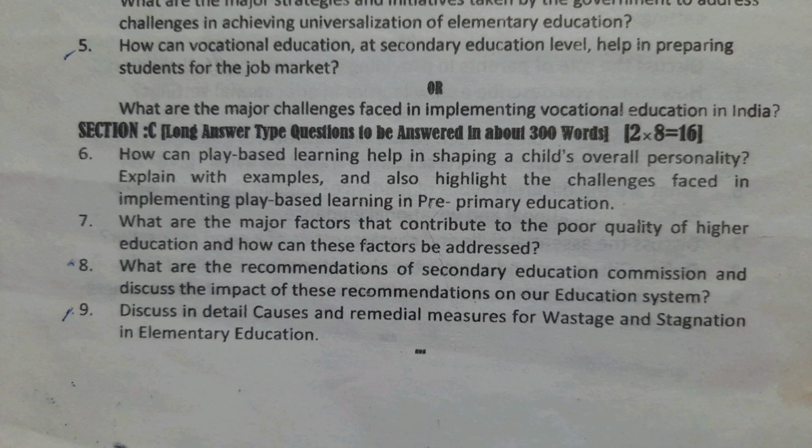Question number 7, what are the major factors that contribute to the poor quality of higher education and how can these factors be addressed? Question number 8, what are the recommendations of Secondary Education Commission and discuss the impact of these recommendations on our education system. Question number 9, discuss in detail causes and remedial measures for wastage and stagnation in elementary education.